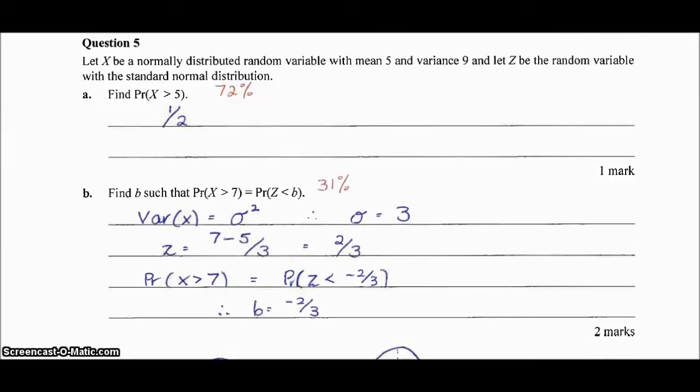But then find b such that the probability that x is greater than 7 is equal to the probability that z is less than b. So what we had to do here was, first of all, realise that we were given the variance and not the standard deviation. So the standard deviation will be 3. So if we find the z score for 7, we get 7 minus 5 on 3, which is 2/3.